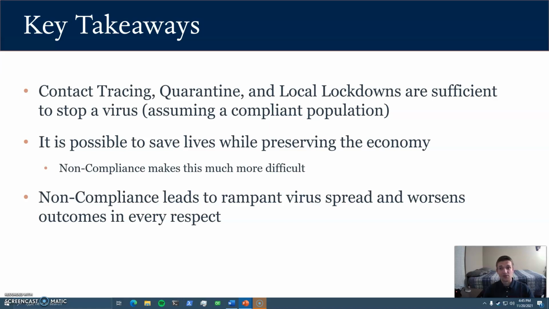And then, that leads right into the last takeaway in that non-compliance just really leads to rampant virus spread. When non-compliance is in the population, there is not much you can do to stop the virus from spreading at all. And in honesty, it just worsens outcomes in every respect. So economic outcomes are worse, and then also the number of cases and deaths are much higher. So that's a pretty high-level overview of the project that I went through.